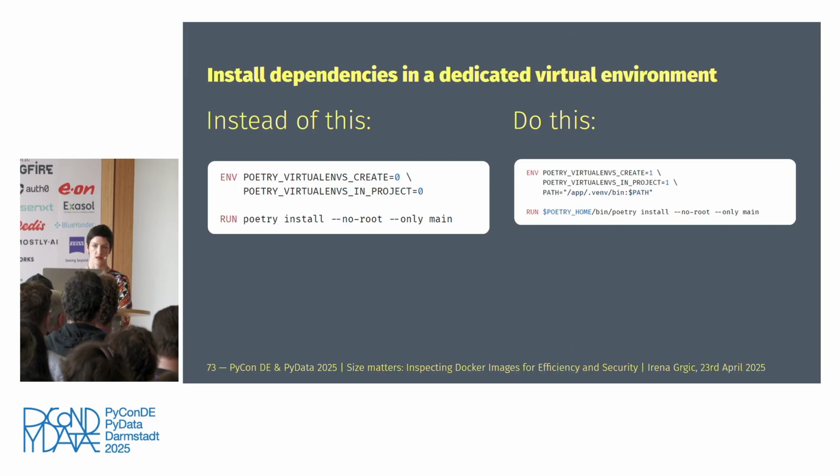With these two, we are telling poetry to create the .venv directory in the current working directory, which is app, and install the dependencies there. So that's why, if you see the path, we are adding app venv bin to the path, so that when I run the Python executable, it will be taken from app venv bin. And fun fact, if you're working with venv and you do venv bin activate, that's exactly what it does. It just appends the path to the variable path.